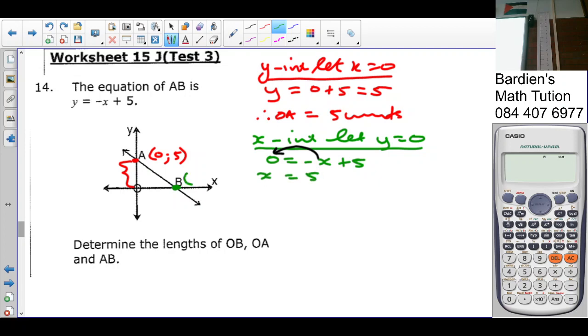So what are the coordinates of B? 5 and 0. But what's the length of OB? 5 units. Not so? So I got OA, I got OB. Now they want AB. How are you going to calculate AB?